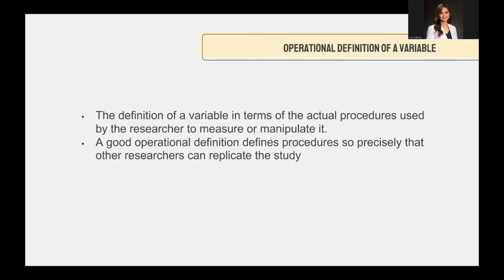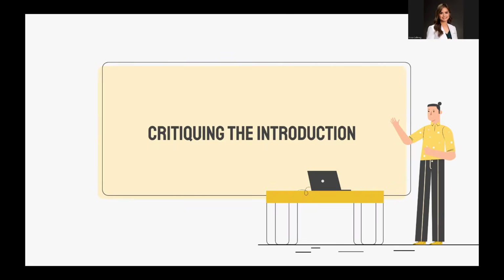So the operational definition of a variable is the definition of a variable in terms of the actual procedures used by the researcher to measure or manipulate it. A good operational definition defines procedures so precisely that other researchers can replicate the study.